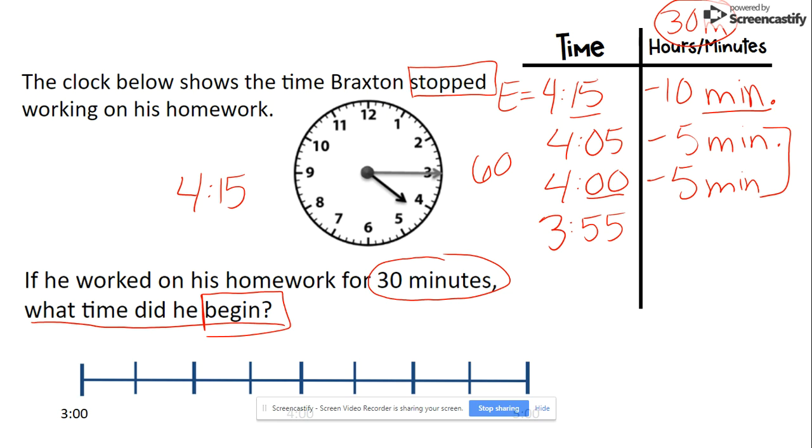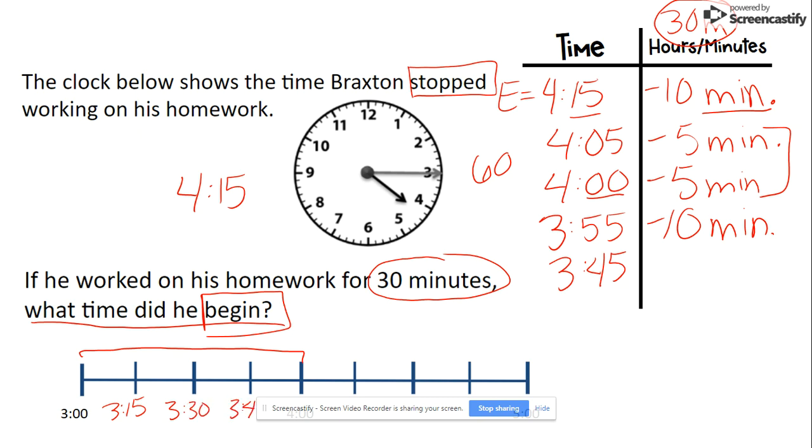So far I've only subtracted 20 minutes. I need to subtract another 10 minutes, and that would put me at 3:45. Down below I have a number line, and I want to plot my start time and my end time. And if I'm looking in between my hours, I see there's only 3 tick marks. So each of those tick marks represents 15-minute increments. This would be 3:15, 3:30, and 3:45. And that pattern would continue past 4 o'clock and on to 5.